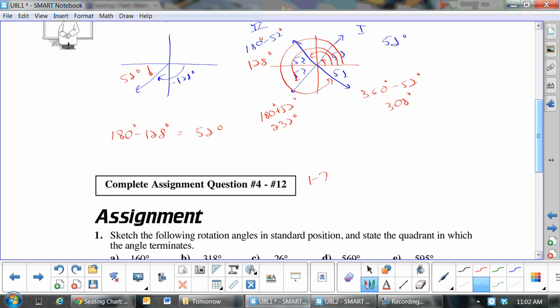So we're doing 1 to 7, A, C, E, and 8 to 12.